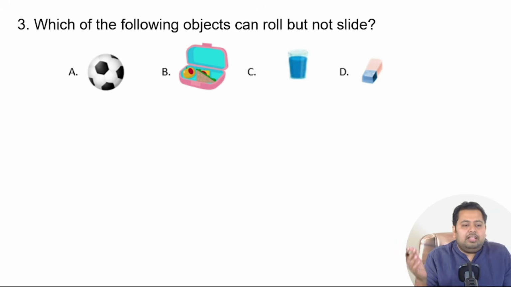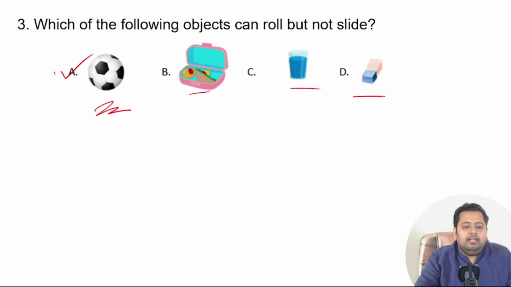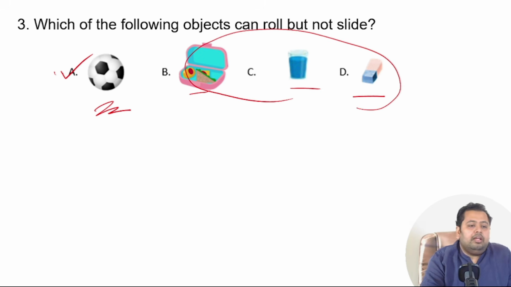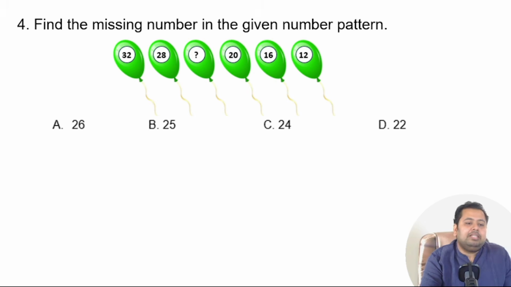Great, I hope you would have got the answer correctly. So what kind of object can roll? An object that is circular in nature can roll, and in the options given over here, you see a ball, a football. A football can roll, but it cannot slide. All others will only slide or both slide and roll, right? So the object that can only roll but not slide is a football. If you have got it correct, give yourself a star and we move to the next question.